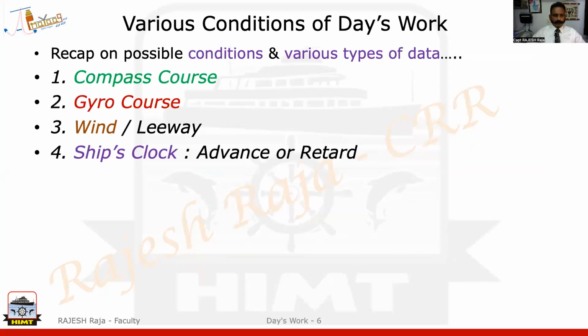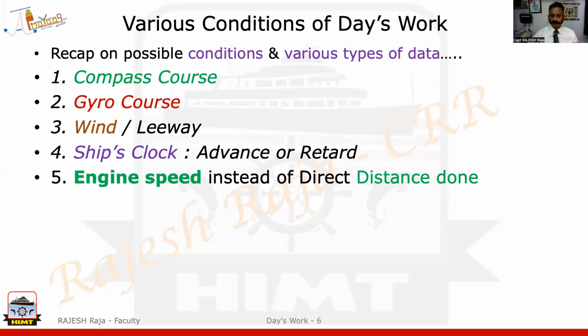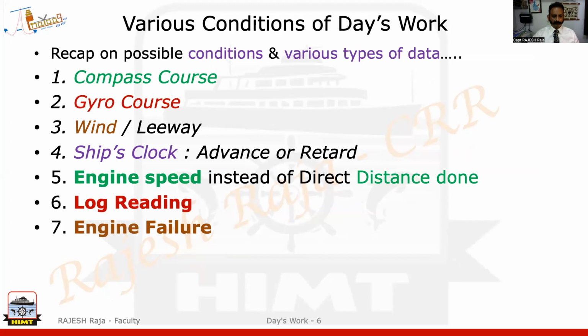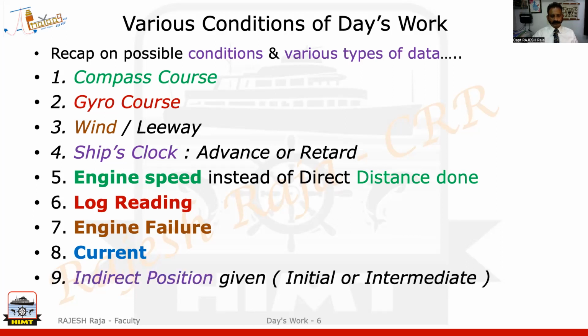In the last session, I discussed these four conditions of compass course, gyro, wind, and ship's clock. Now I'm going to continue on that. I'm going to start with what happens when I give engine speed instead of direct distance. What happens if I give you log reading? What happens whenever there is an engine failure given in your question? And how to deal with current in the equation given. And the last one is indirect position.